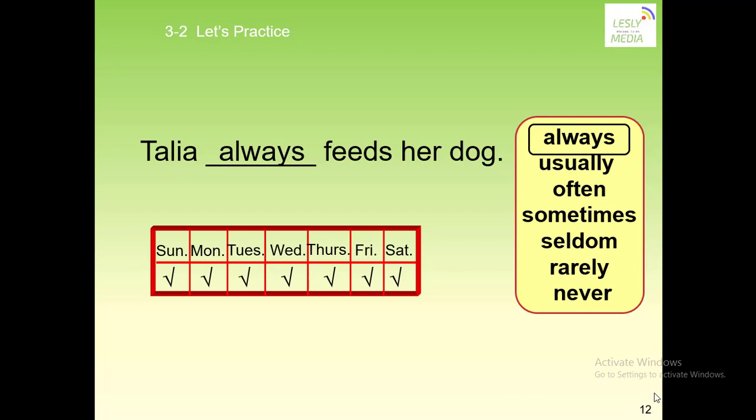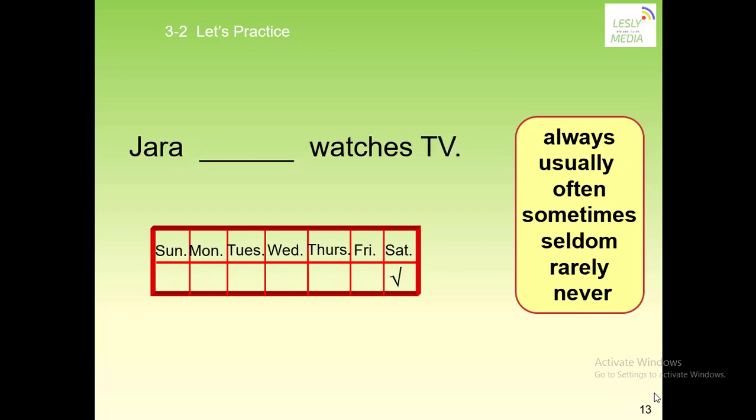So 100% means that you have to use always. Next. Jara, blah, blah, blah, watches TV. What is the answer? Can you find it? Okay, only one check here. So the answer is seldom. Seldom means jarang. Why does watch end with es? Because the subject here is Jara and the pronoun of Jara is she.